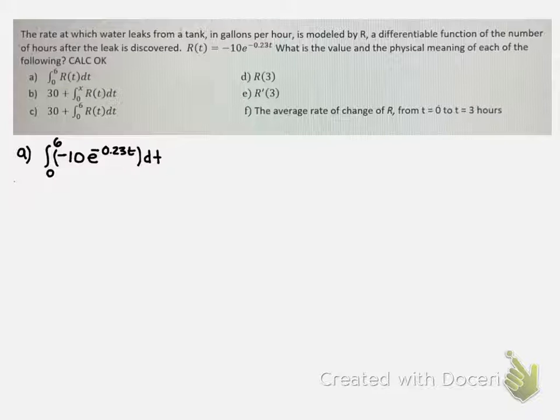So let's take a minute to read this question. The rate at which water leaks from a tank in gallons per hour is modeled by R, a differentiable function of the number of hours after the leak is discovered. So here we've got our function for R, and the units are going to be in gallons per hour. What is the value and physical meaning of each of the following? And we're going to use a calculator for these.